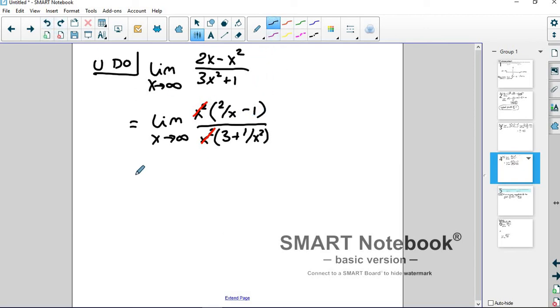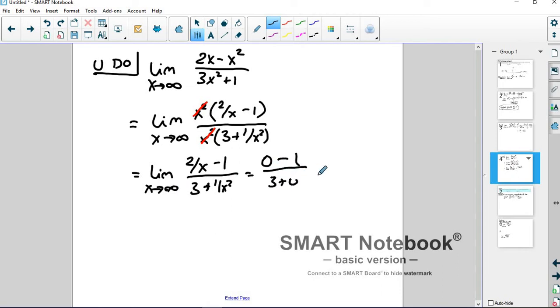Okay, so what does this give us? This gives us the limit as x goes to infinity of 2 over x minus 1 over 3 plus 1 over x squared. I know this is a complex fraction, but that's okay because I want these guys over x and x squared because they go to 0 as x goes to positive or negative infinity. So we get 0 minus 1 over 3 plus 0. We get negative 1/3 as this limit. Okay? So simple enough, this process.